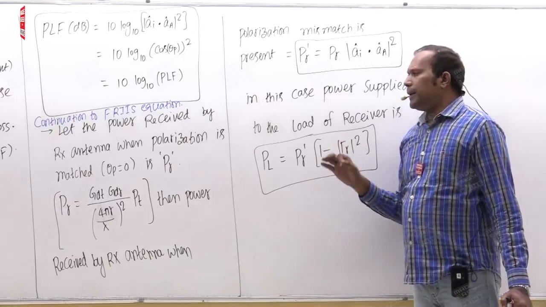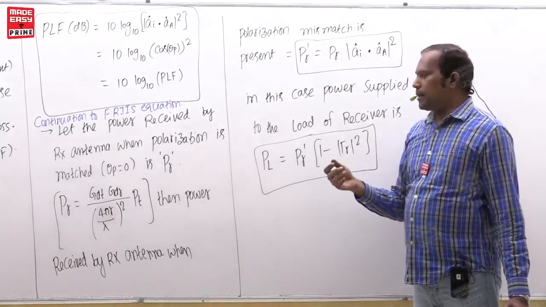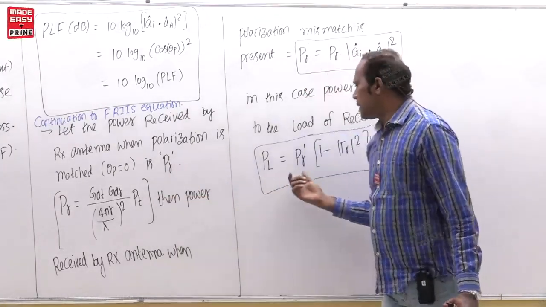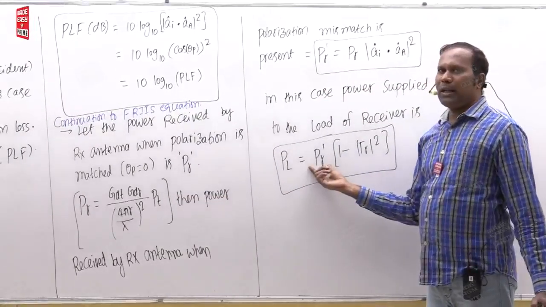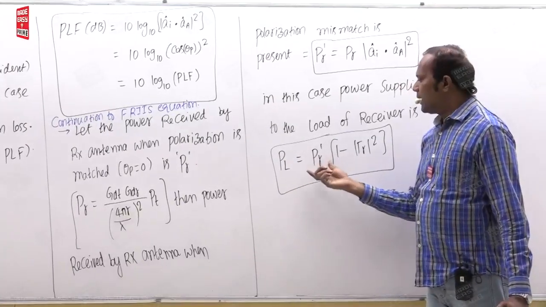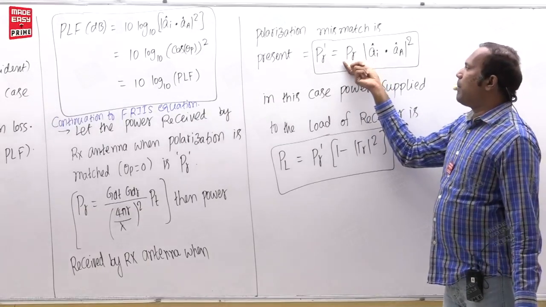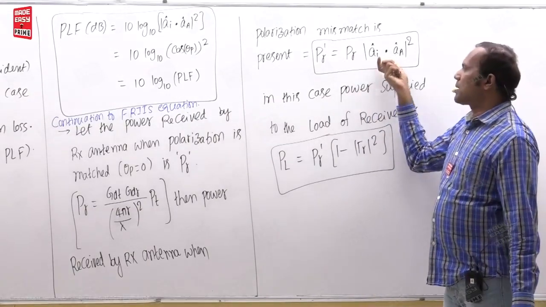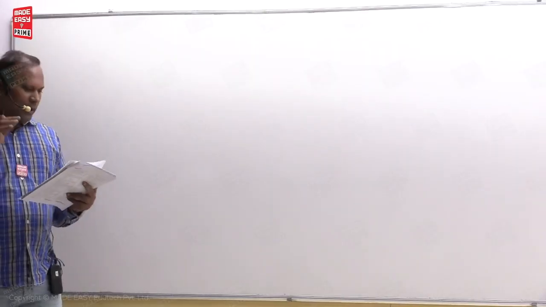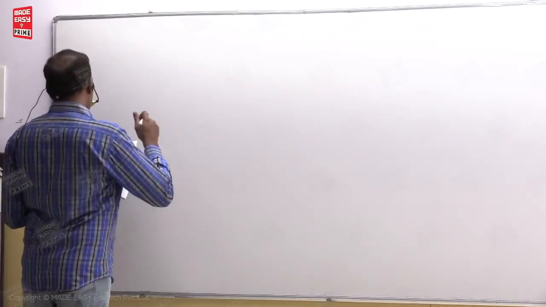Now I am concluding here, students. I am telling you, if there is a polarization match, PR is present. Simply that PR is present. But whenever there is a polarization mismatch, in place of PR you have to put PR dash. That PR dash is equal to the power received when there is a polarization match multiplied with the polarization loss factor. Okay students.